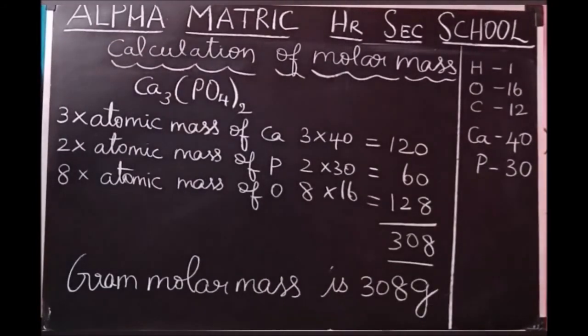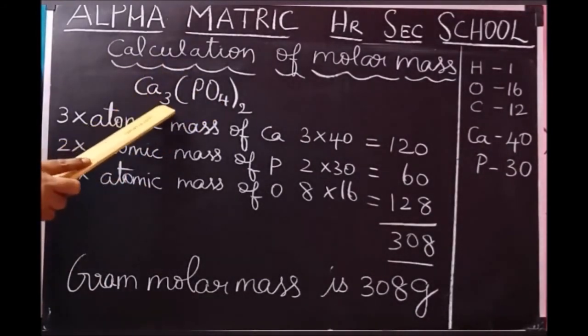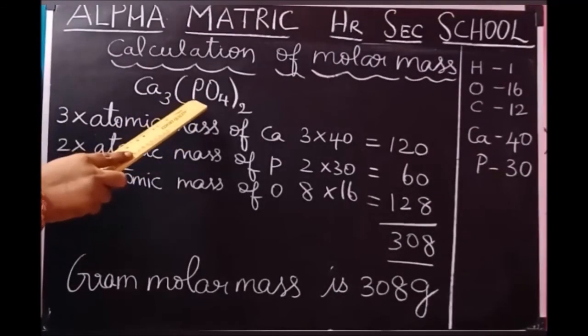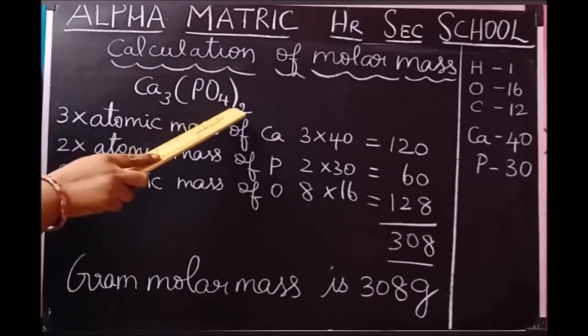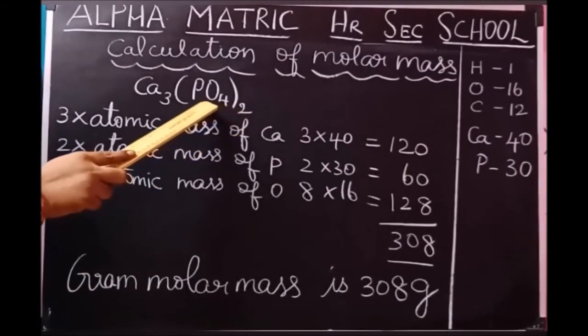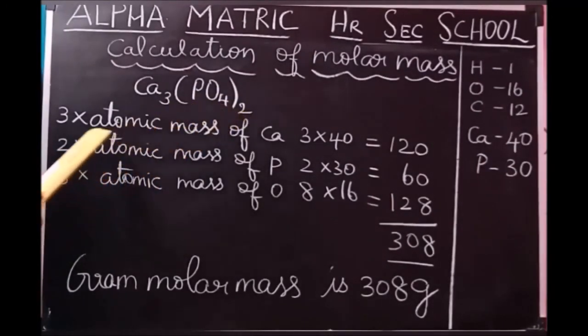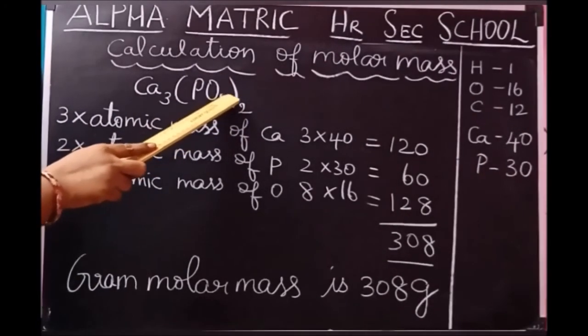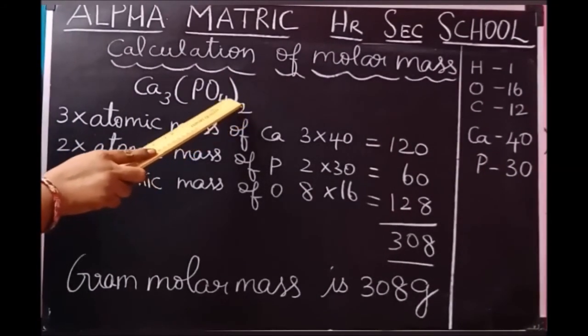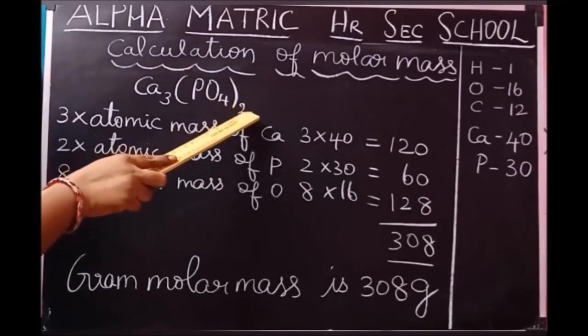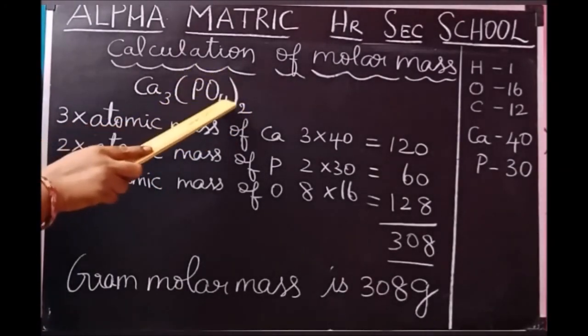We are going to calculate molar mass for this molecule. In this molecule, Ca3(PO4)2, there are 3 calcium atoms and PO4 twice. That means this 2 is common for this PO4, phosphate. Here 1 phosphorus, 1 into 2, 2 phosphorus, and 4 oxygen, 4 into 2, 8, 8 oxygen. This 2 is common for the whole phosphate.